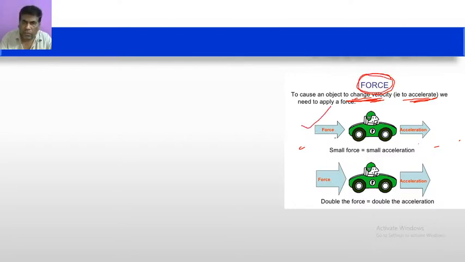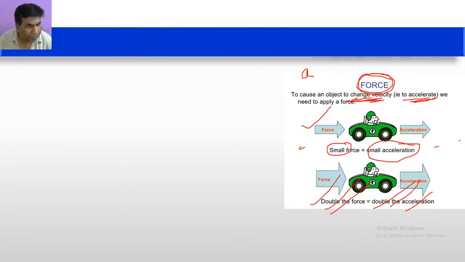If we apply small force, there will be small change in velocity or small acceleration. If we apply more force, there will be more acceleration. If we double the force, there will be double acceleration. If we triple the force, there will be triple acceleration. The symbol of acceleration is A.